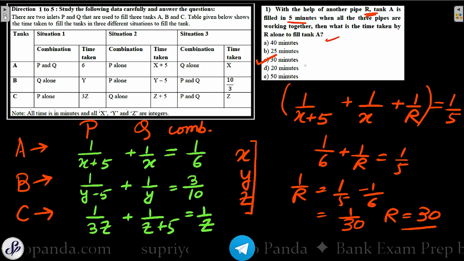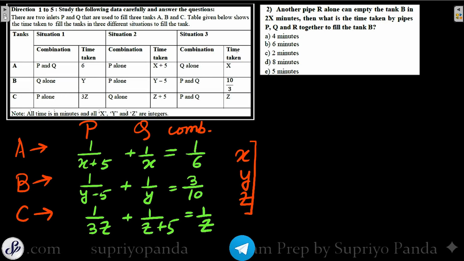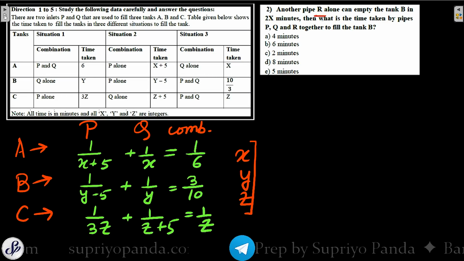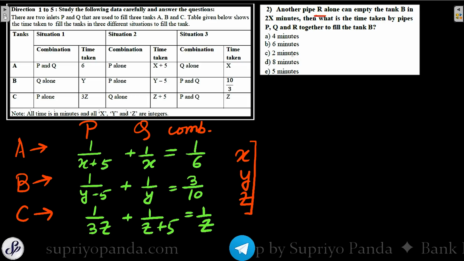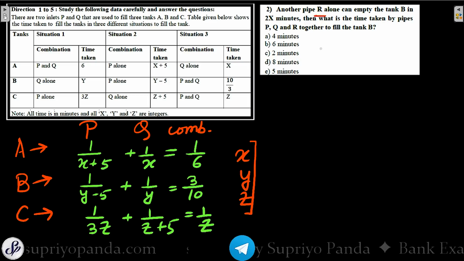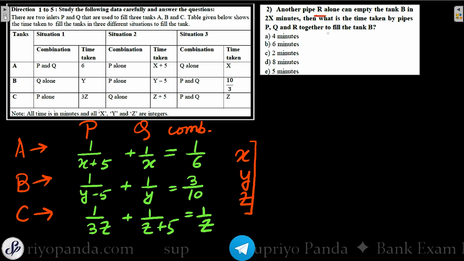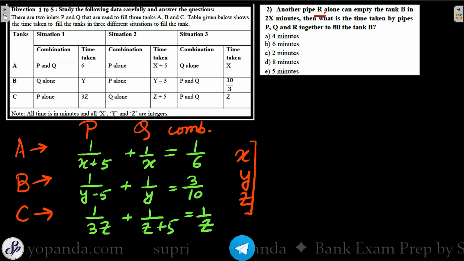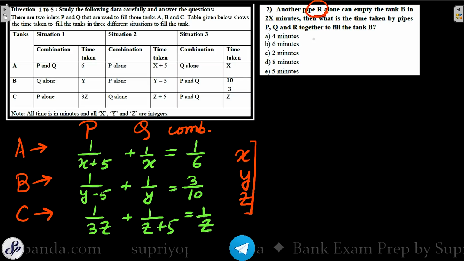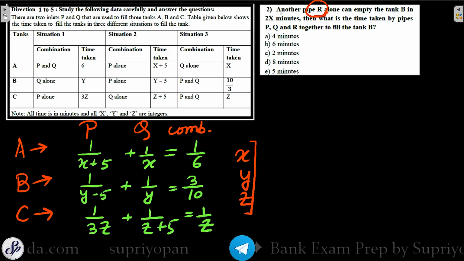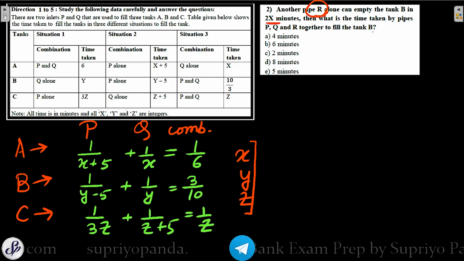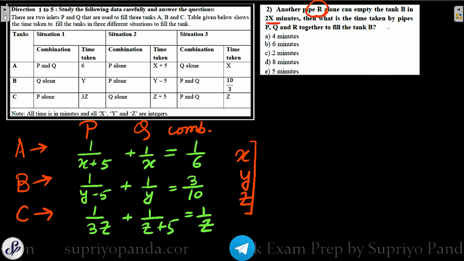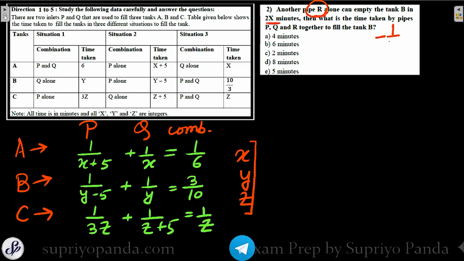So let's move to question number 2. What is it telling us? Another pipe R alone can empty the tank B in 2x minutes. Then what is the time taken by pipes P, Q and R together to fill the tank B? Now this is interesting. The new pipe that we have, pipe R, actually empties the tank. It is written that it will take 2x minutes. So can we say that the work done by this pipe will be minus 1 by 2x.